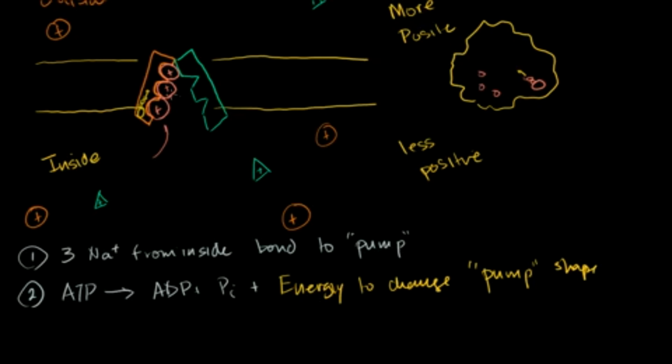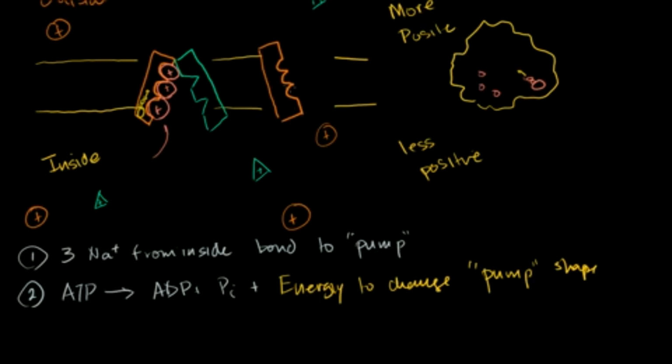Now, this is what the pump was before. After, our pump might look something like this. Maybe I'll draw it. Let me clear out some space right here. I'll draw the after pump right there. So this is before. After the phosphate gets split off of the ATP, it might look something like this. Instead of being in that configuration, it opens in the other direction. So now it might look something like this.